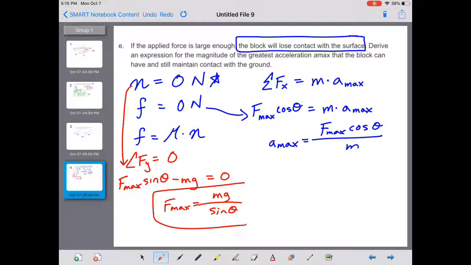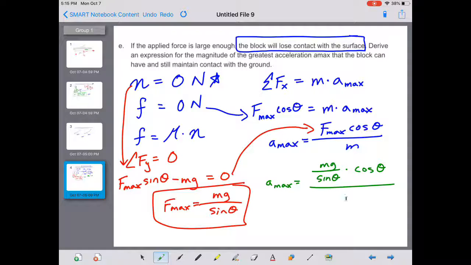Now what I'm going to do is take this expression and sub it in for F max. So I get that A max is equal to mg over the sine of theta times the cosine of theta divided by m. Those m's are going to disappear, and what I get is that my maximum acceleration is equal to g times cosine of theta over sine theta. That would be a fine place to stop, or you could say that your maximum acceleration is g times cotangent of theta.